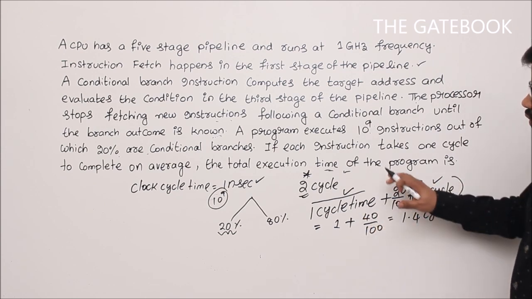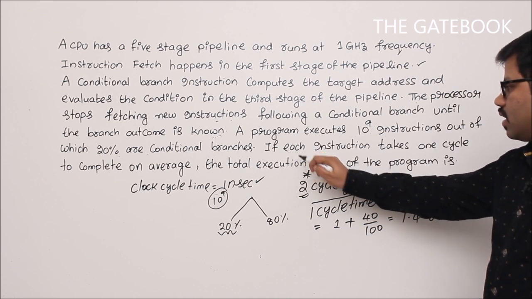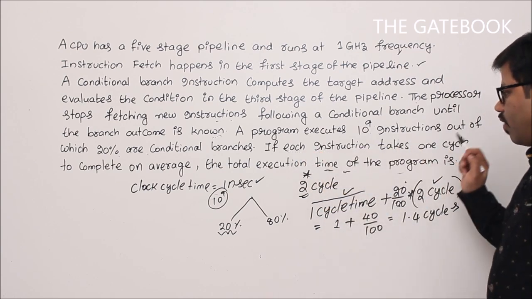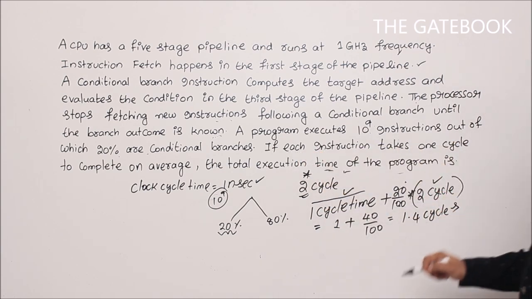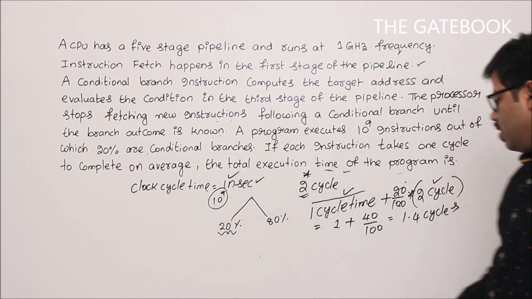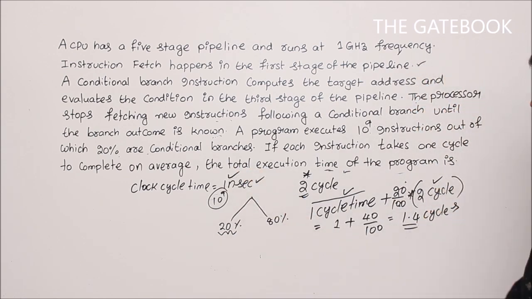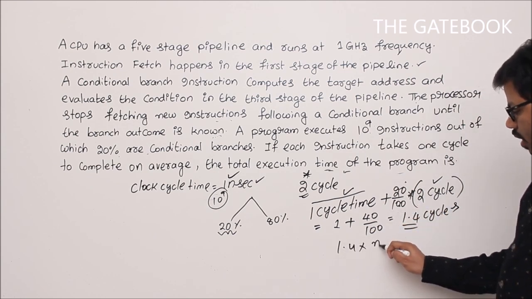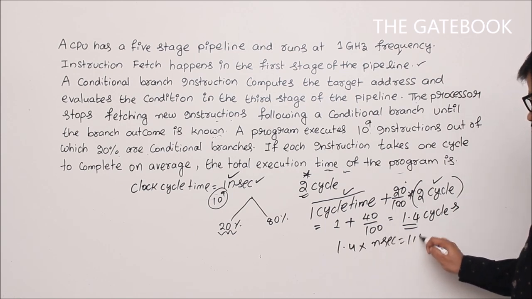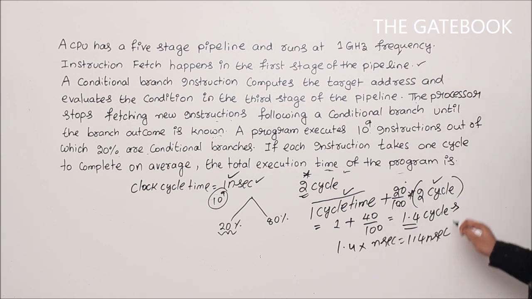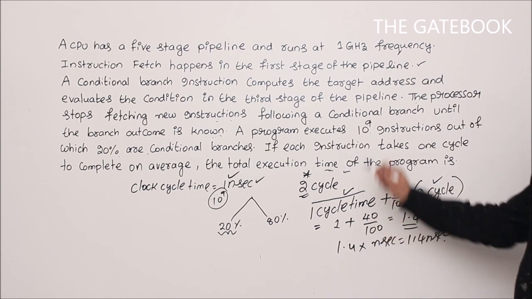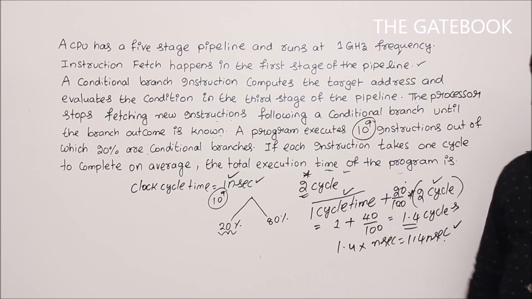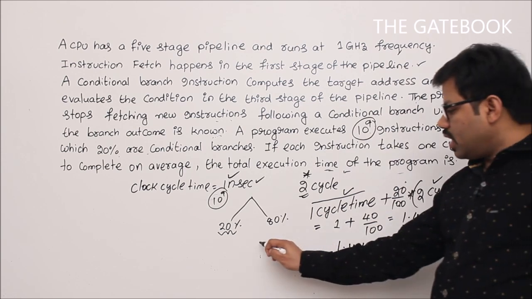But if you see the question, they are asking the total execution time. I want execution time. You have clock cycle time of 1 nanosecond, you have 1.4 cycles, then how much time will they take? 1.4 cycles, cycle time is nanosecond, then it will become 1.4 nanosecond. But the question is not about one instruction. The program has 10 to the power of 9 instructions. Then how much time will they take?